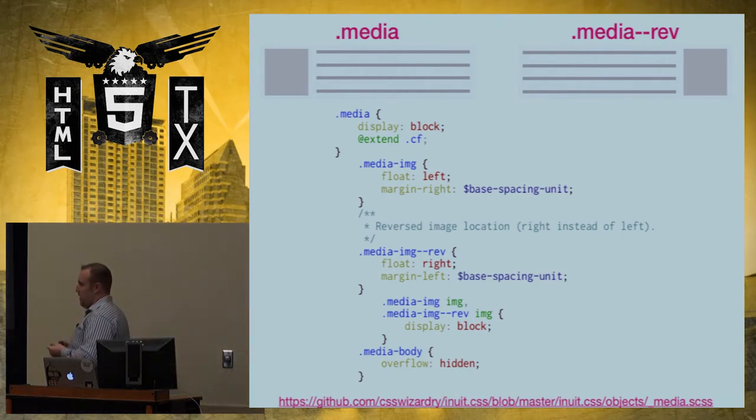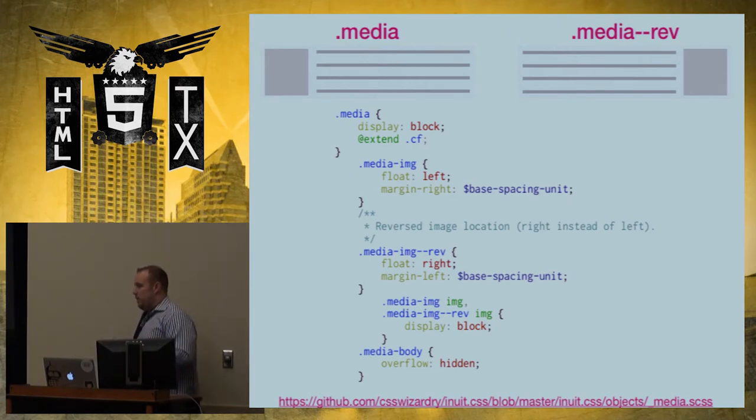It's called the media object. And this is a little example of what that is. We have a media element on the left, content on the right. Or we have the reverse, content on the left, media on the right. And the thing is, when you look at it, that media element could be anything.